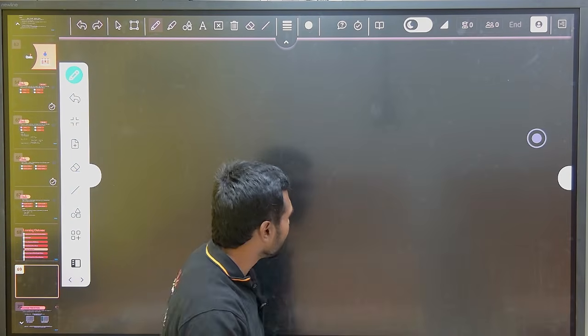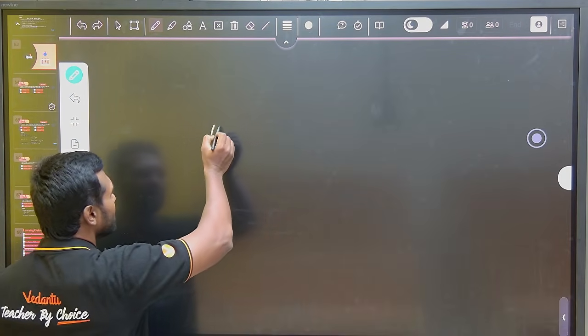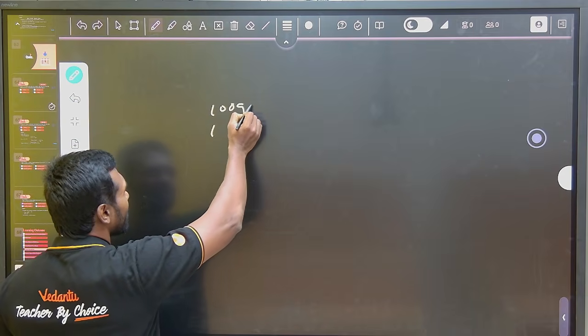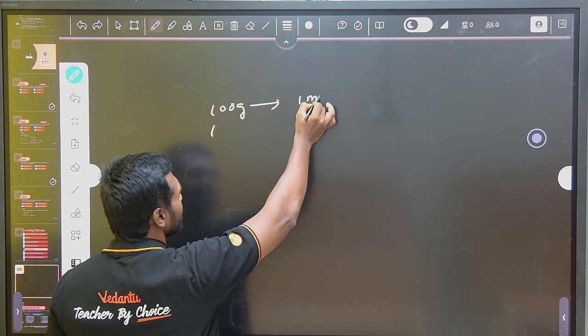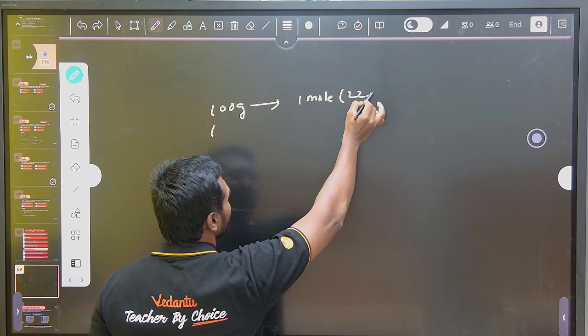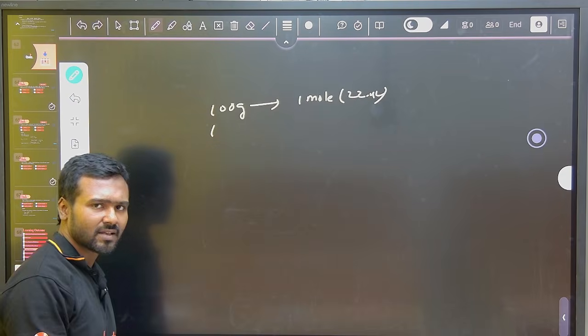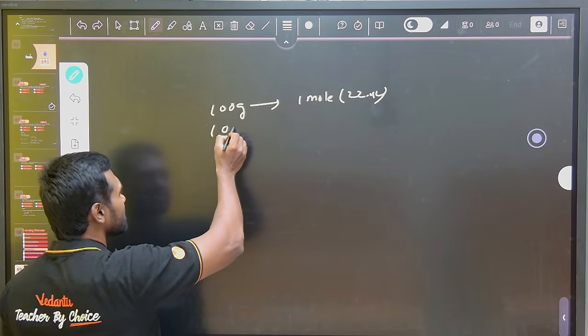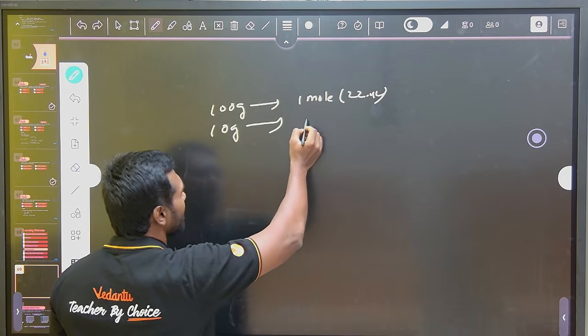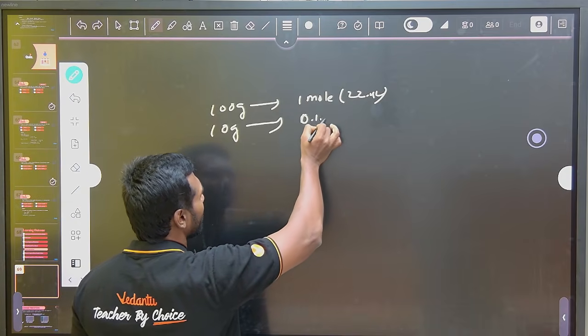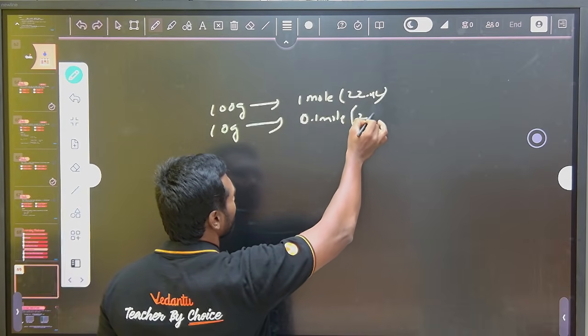Generally, if it is 100% pure, then 100 grams will give 1 mole, which is 22.4 liters, the volume occupied by that gas. If it is 10 grams, then you get 0.1 mole, so we take 2.24 liters.